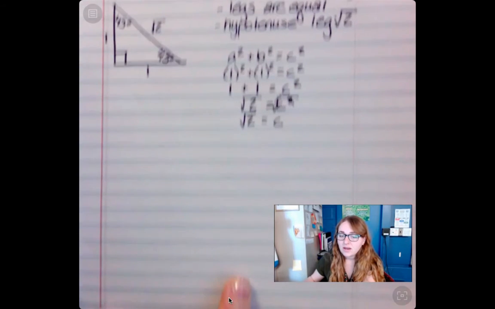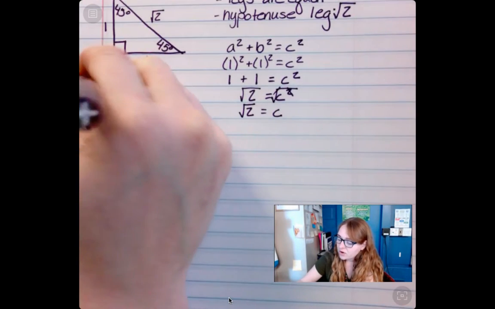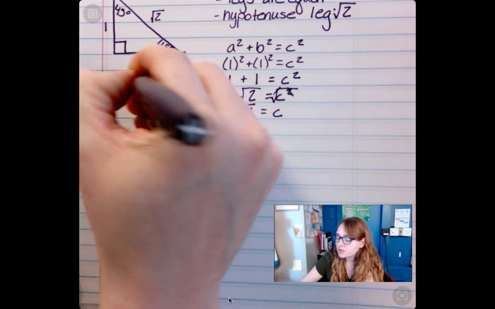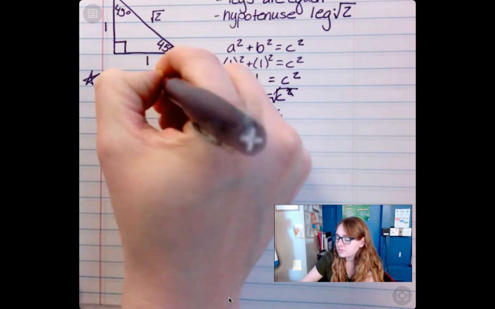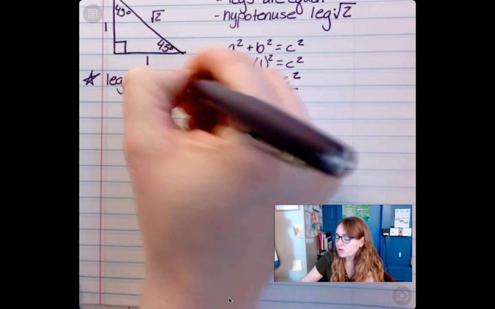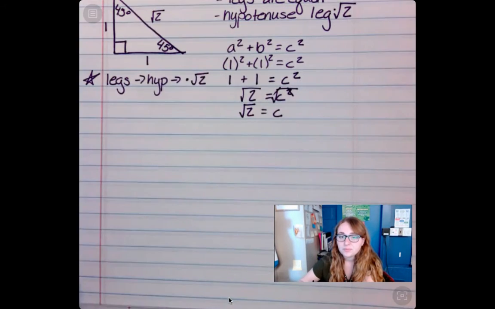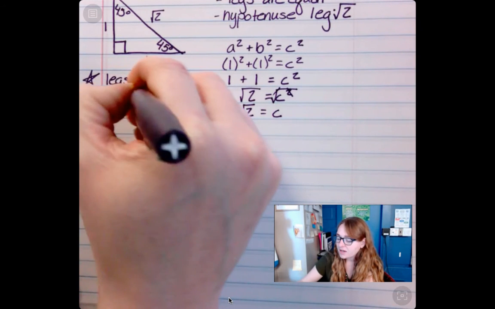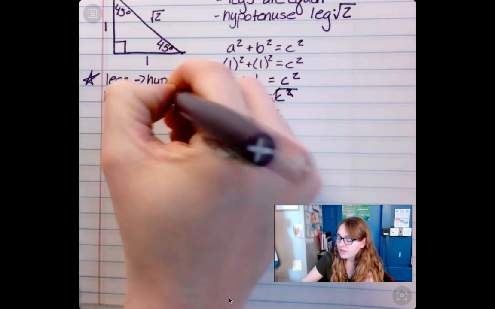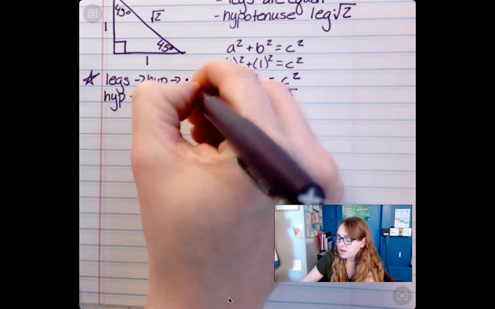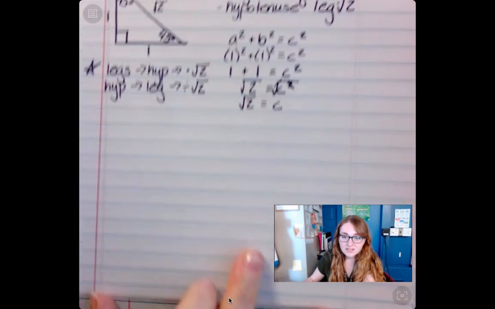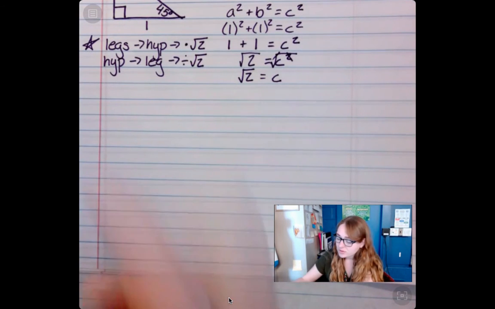Okay? Now it's important to know, and I'm going to make a little star here, that if we are going from our legs to our hypotenuse, we are going to multiply by root 2. But if we're going to go backwards, if we're going to switch it up and go from a hypotenuse to our leg length, then we are going to have to divide by root 2. And that's where some of our struggles are going to come in today. All right, so let's dive right into our examples.